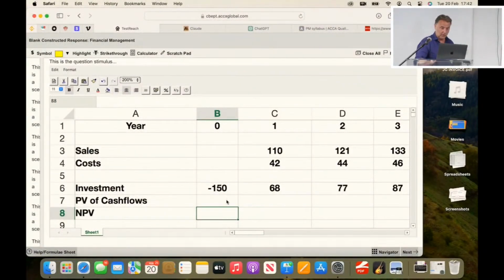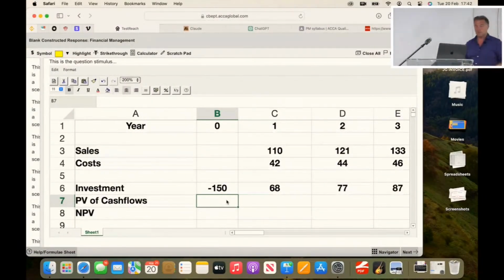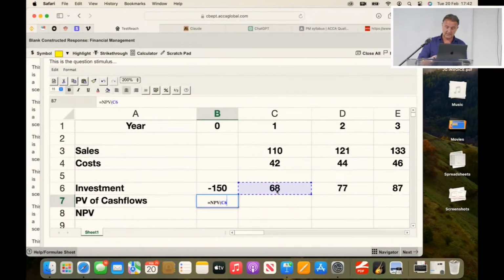You do what I've done there. So, present value of the cash flows. Your formula, and formula just means equal sign, is NPV, open brackets, 68 colon 87, whatever it is, close my brackets. I'll show you it again, don't worry.